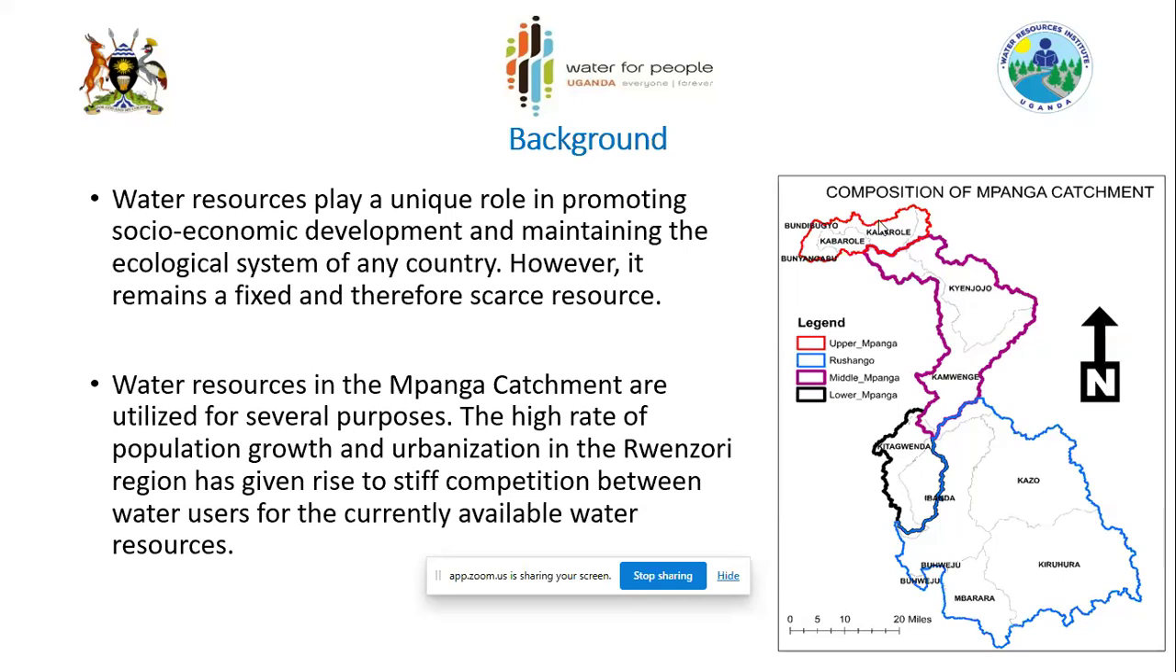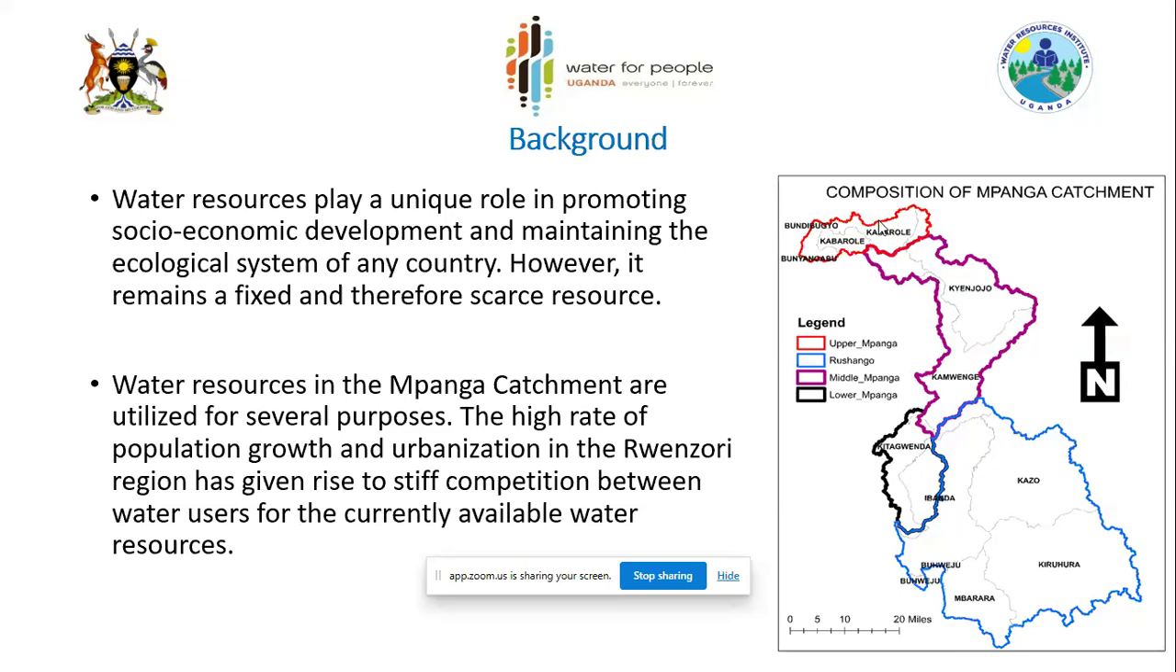We have water being used for hydropower. We have water being used for domestic purposes. We have water being used for agriculture, for irrigation. And so considering all that, we identify a problem of stiff competition between all these water users for the limited water resource.